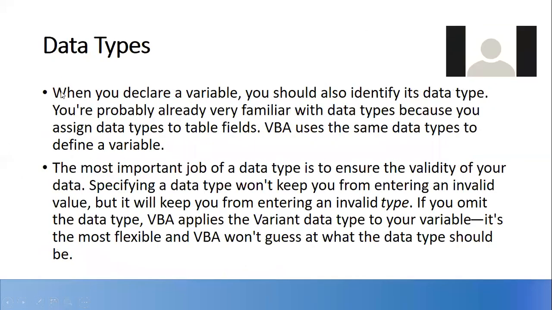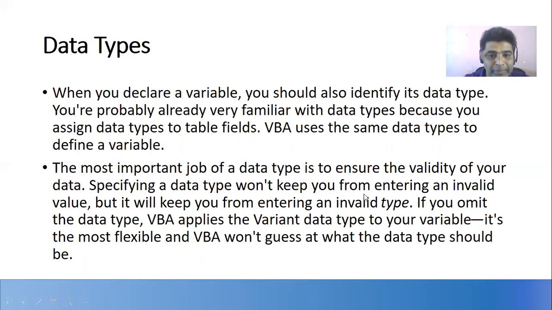When you declare a variable, you should also identify its data type. You're probably already very familiar with data types because you assign data types to table fields, especially if you come from a database background, SQL and so on, where we create fields and for every field we specify the data type. VBA uses the same data types to define a variable. The most important job of the data type is to ensure the validity of your data, that is, what exact type of data you're storing.